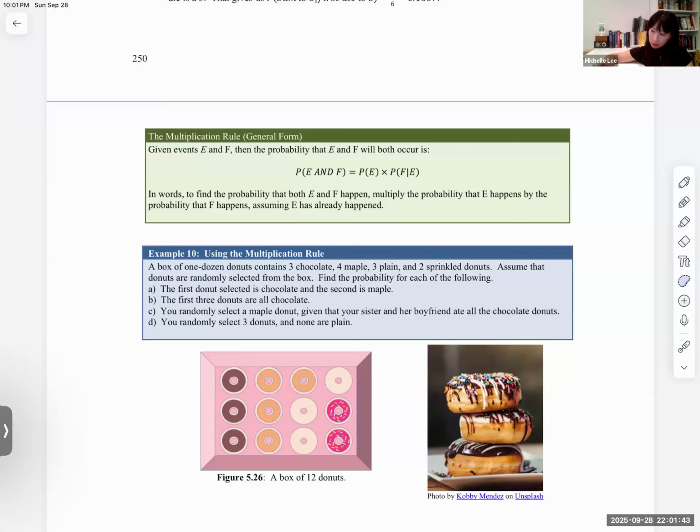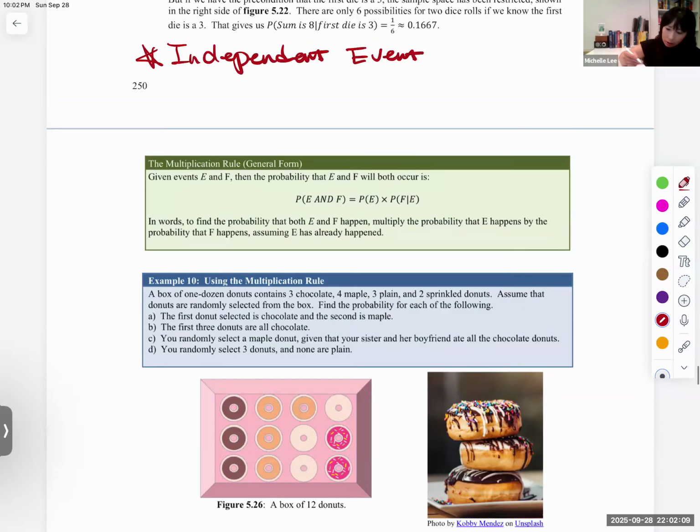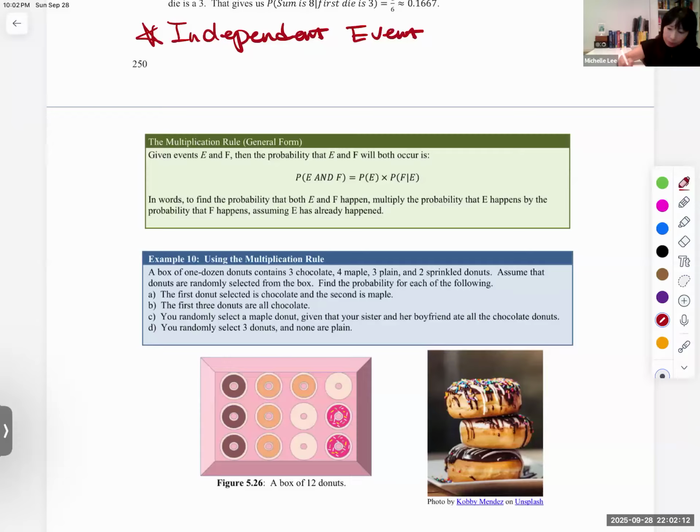Okay, now let's take a look at this formula. We have a multiplication rule. We had a multiplication rule earlier for independent events, right? So let me review that. For independent events E and F, what's the probability of event E and F? Then we multiply, right?